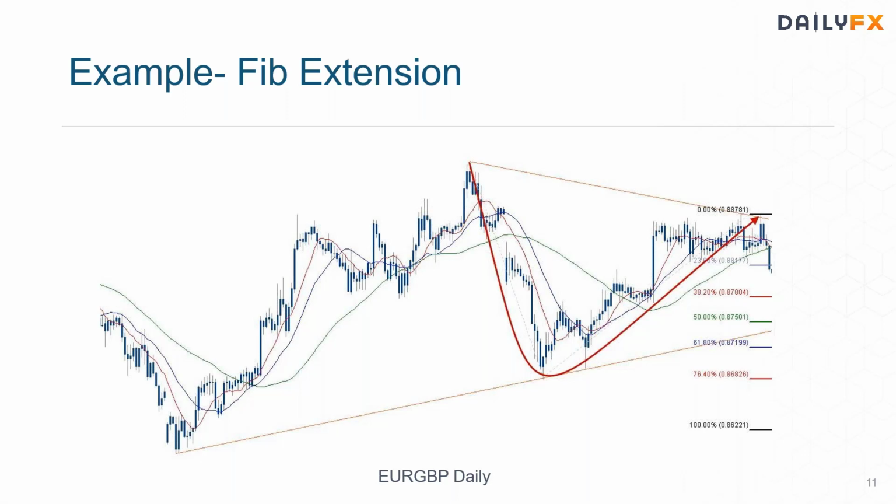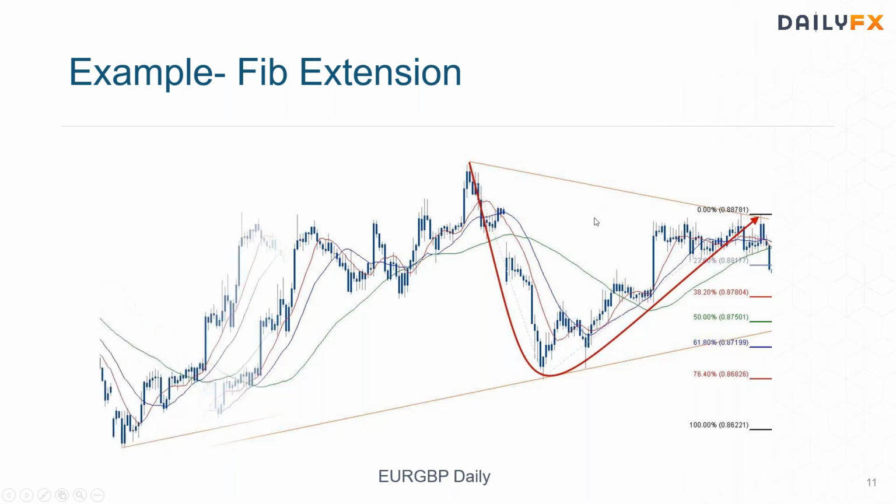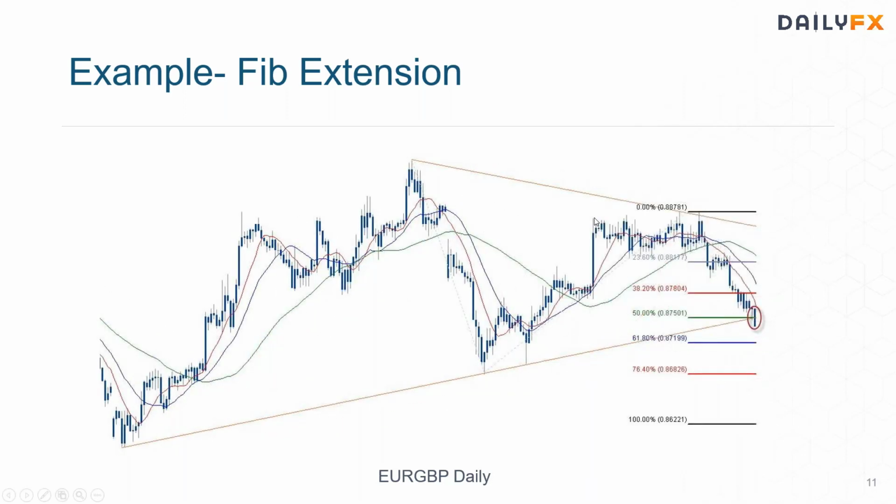Okay, so we'll talk about confluence ranges in a moment. That's probably the most important thing of everything we discuss here. But here's what it looks like. And here's how it played out. The 50 converged on that trend line.